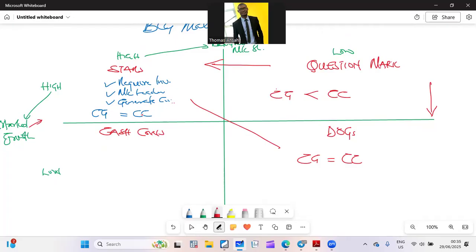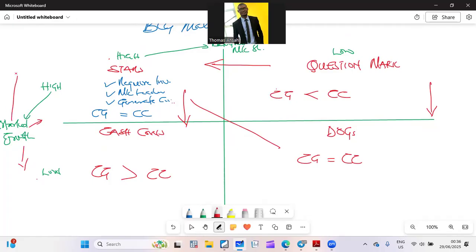All right, so the excess cash that you get will go into your stars to help boost those places and also bring them into cash cows. All right, so that is that. So here what you see is that the cash generating is greater than. Why? Because as the market is falling, you still remain a market leader. All right, so that is that.